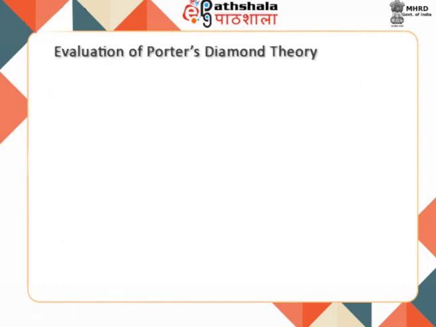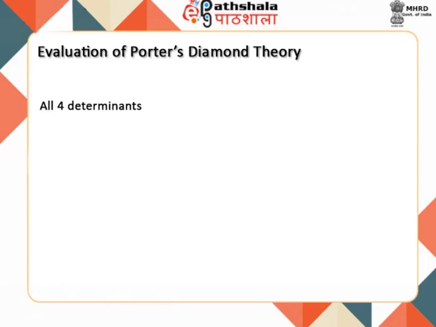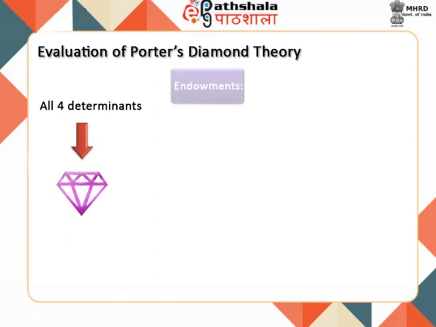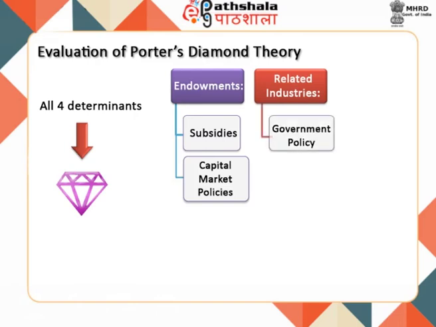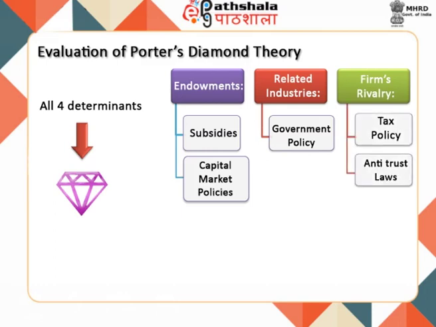Let us now evaluate Porter's theory. This theory is a hybrid theory which shows that the presence of all four determinants is essential for the diamond to achieve national competitive advantage. There is a contention that endowments are influenced by government regulations, which are simultaneously affected by subsidies, capital market policies, or policies that influence consumer needs. Related and supporting industries are influenced by government policy that influences firm rivalry through tax policy, antitrust laws, etc.